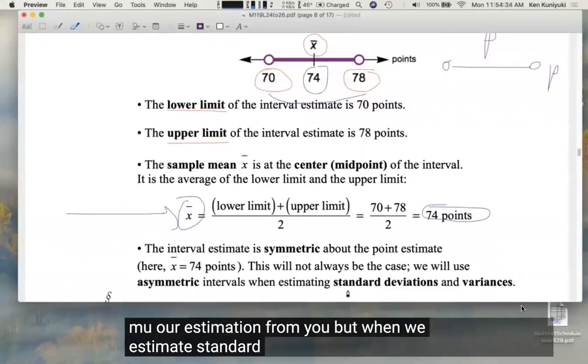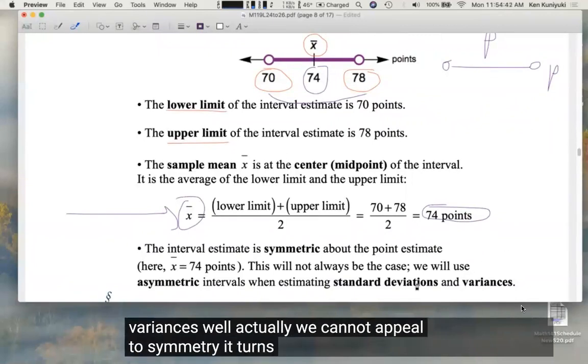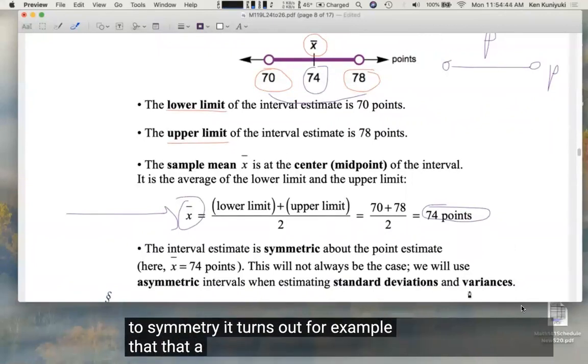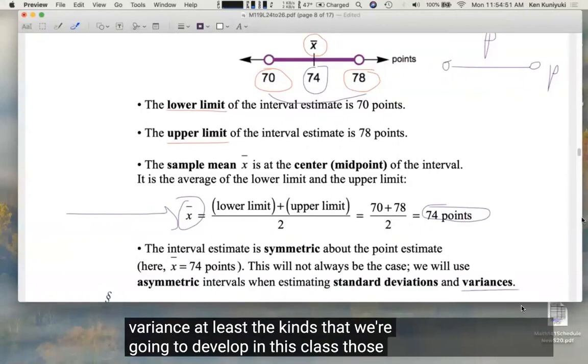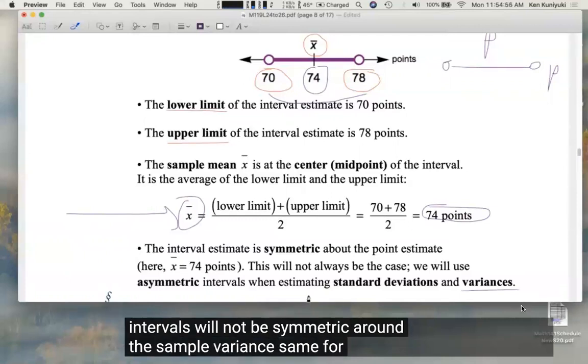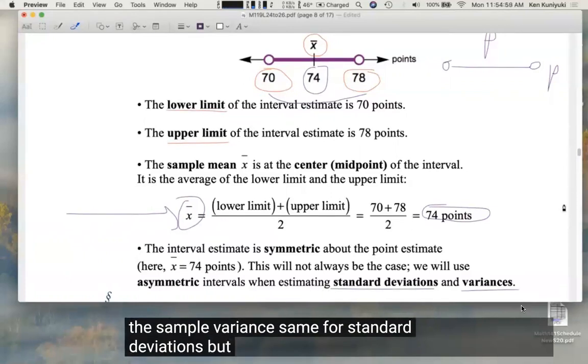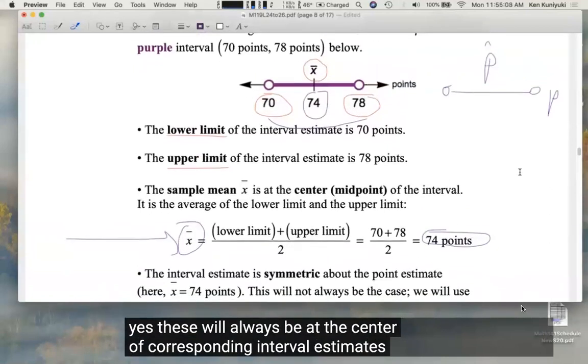But when we estimate standard deviations and variances, actually, we cannot appeal to symmetry. It turns out, for example, that an interval estimate for variance, at least the kinds that we're going to develop in this class, those intervals will not be symmetric around the sample variance. Same for standard deviations. But for x bar as an estimate of mu, for p hat as an estimate of p, then yes, these will always be at the center of corresponding interval estimates.